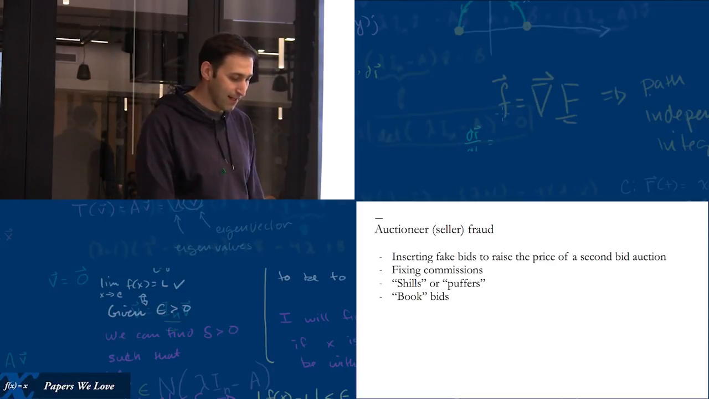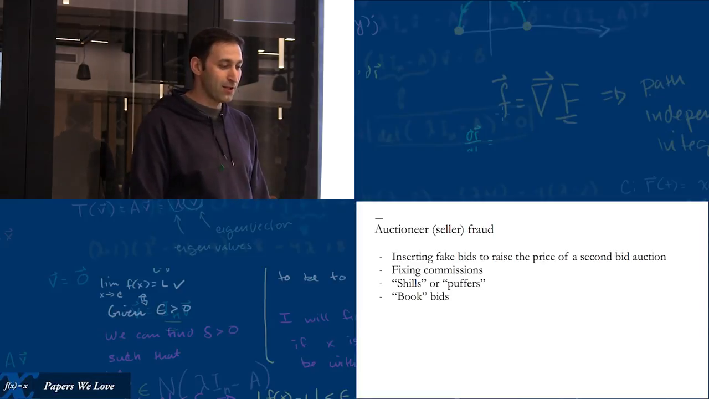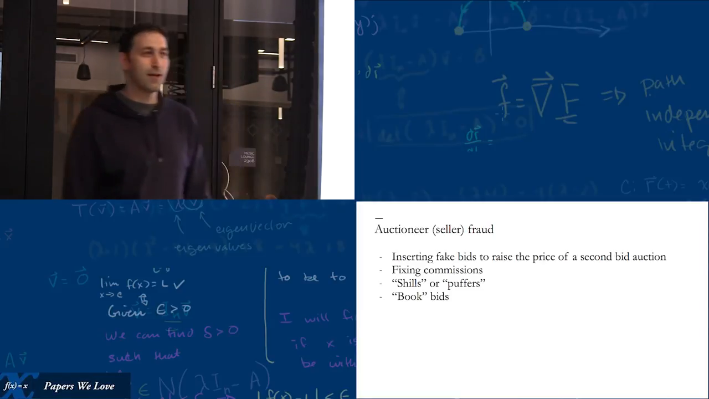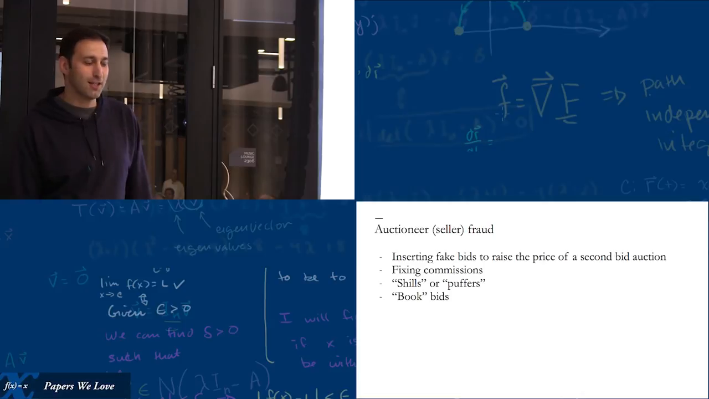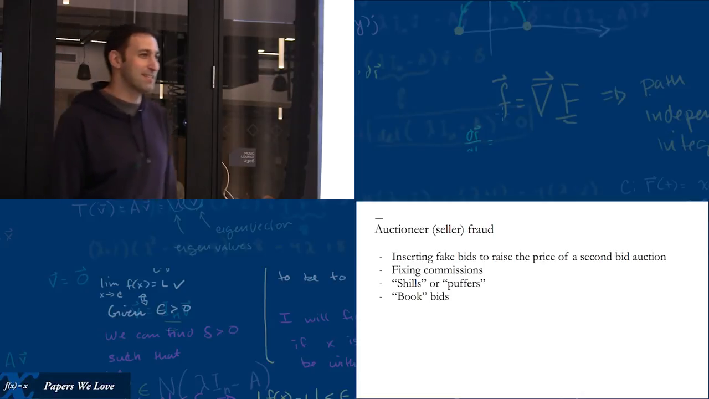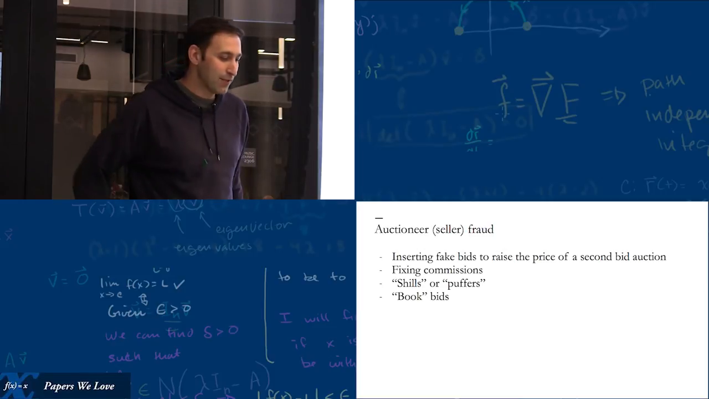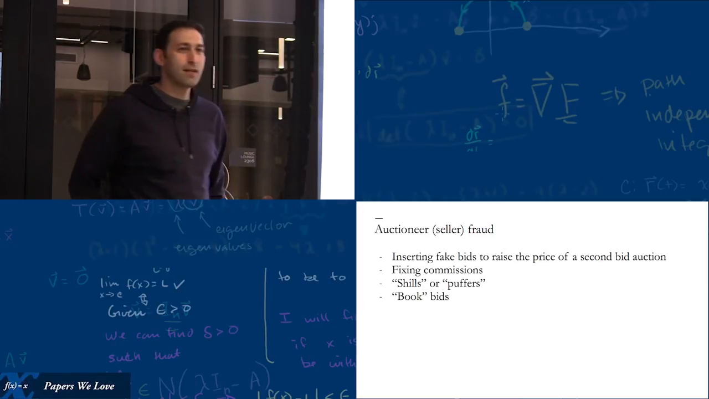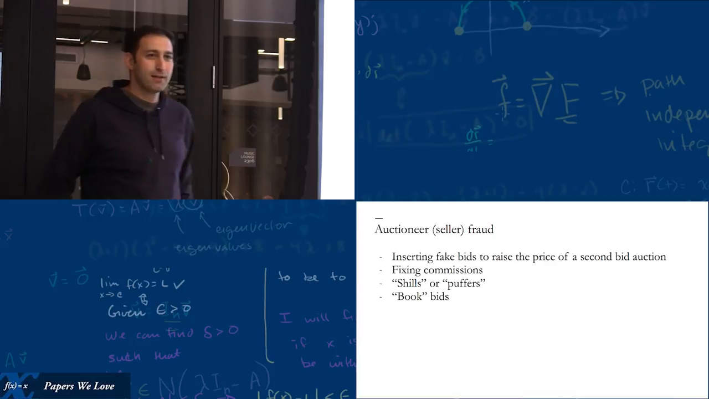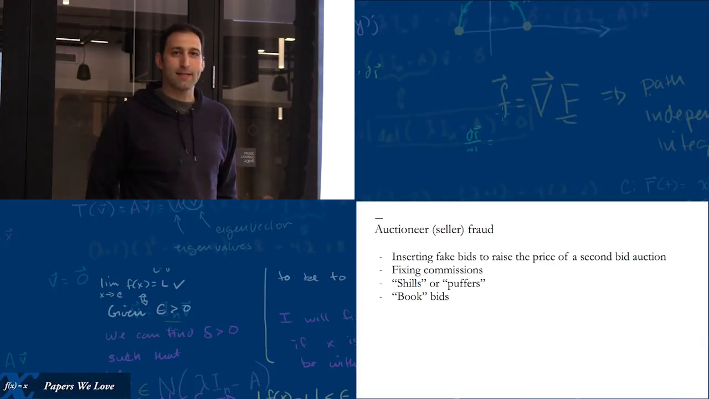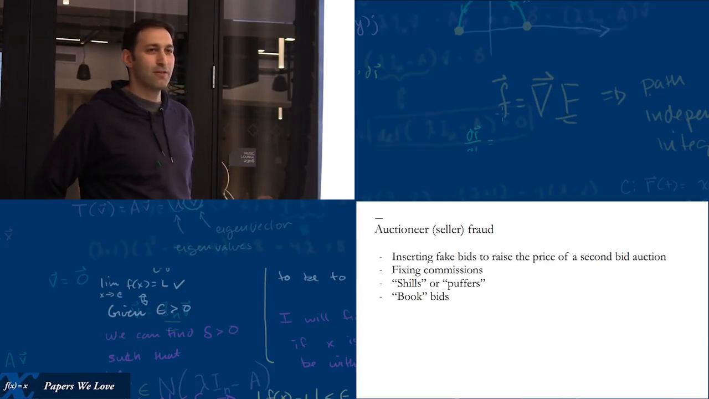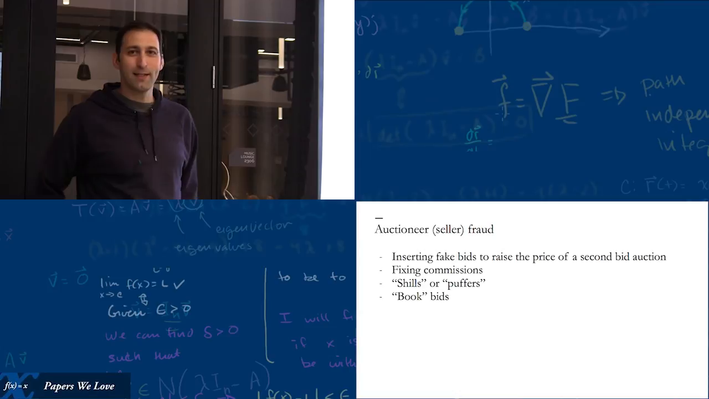The more interesting kind of fraud is actually the auctioneer or seller fraud. Wonderfully, a lot of auctioneer or seller fraud is completely legal. I know that doesn't make a lot of sense, but if you think about it, the auctioneer has a bunch of information. Number one, they know the reserve price. Nothing prevents the auctioneer from saying that there is a bid at a lower price under reserve. In fact, it is totally legal.